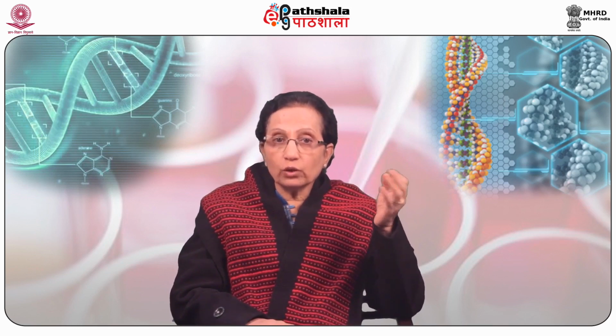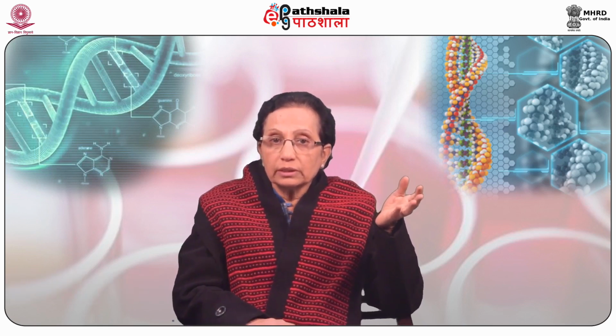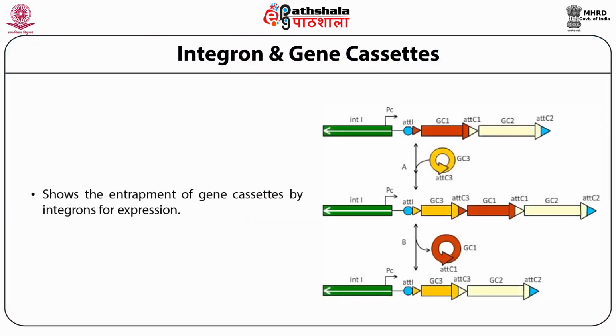aminoglycosides, chloramphenicol, trimethoprim, streptothricin, rifampin, erythromycin, and antiseptics of the quaternary ammonium compound family. That means a whole lot of antibiotics. Resistance to all of these has been shown to be present on various gene cassettes. This slide shows the integrons and gene cassettes.